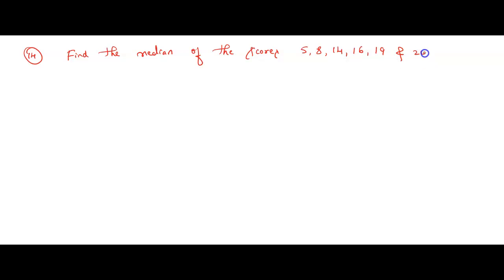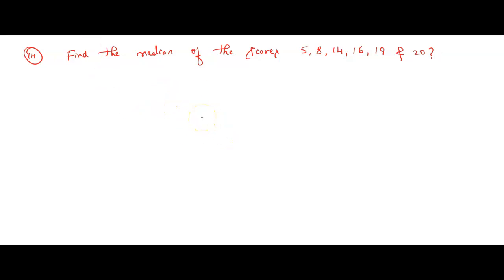Next question. See, children. Here the next question is question number 14. Find the median of the scores 5, 8, 14, 16, 19 and 20. Children, he is asking us to find the median. What is he asking? Median.